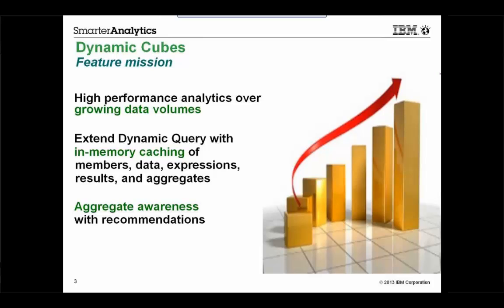Query performance in Dynamic Cubes is also accelerated by what we call aggregate awareness. This aggregate awareness guarantees the routing of queries to any database aggregates or in-memory aggregates that you might have in your system. We also have some easy tooling for you to be able to optimize performance with these aggregates. We'll give you a show of that later on.